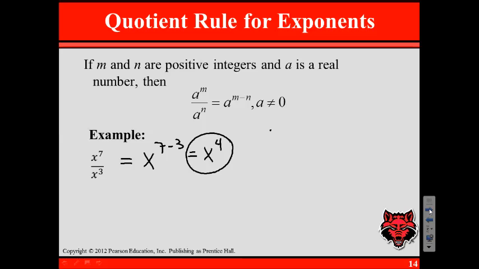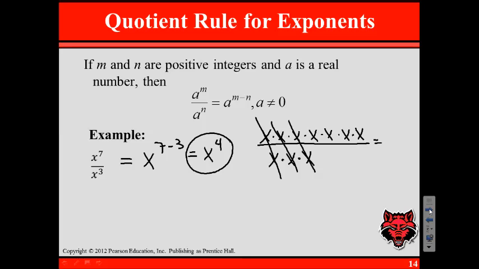Another way to think of this, x to the 7th is 7 factors of x. Now this is not the shortcut, but this is just another way to visualize what's happening. So we could write out all 7 factors of x over 3 factors of x. And remember, when we have common factors in numerator and denominator, they cancel. So we would have 3 factors of x cancel in numerator and denominator, and we would be left with 4 factors of x in the numerator. X times x times x times x is x to the 4th. And so that's just another way to visualize what's actually happening when we use the quotient rule.